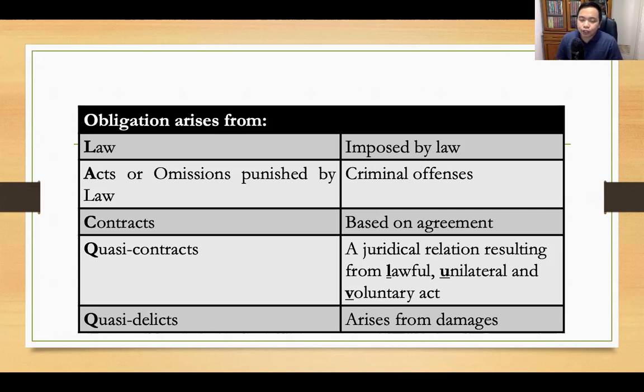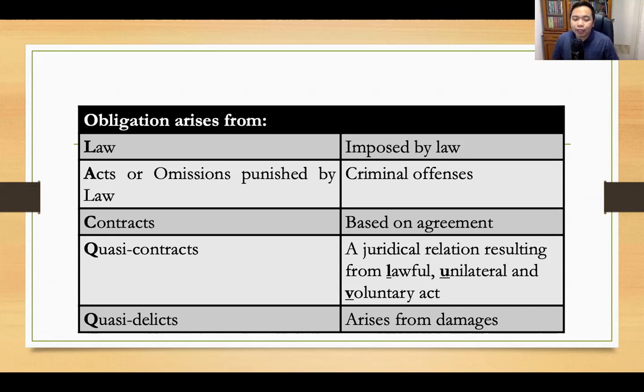The first source of an obligation is the law. We have defined the law as a rule of conduct, just and obligatory, promulgated by the competent authority for the observance of the common good. That is the law, which is a source of an obligation.